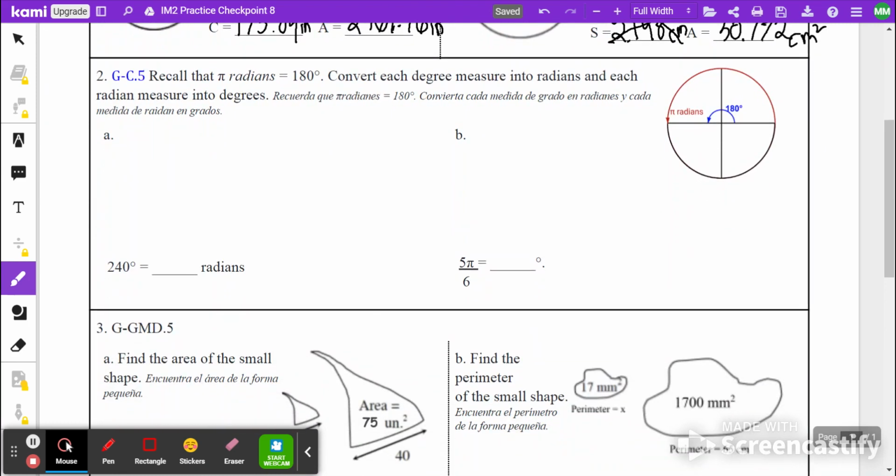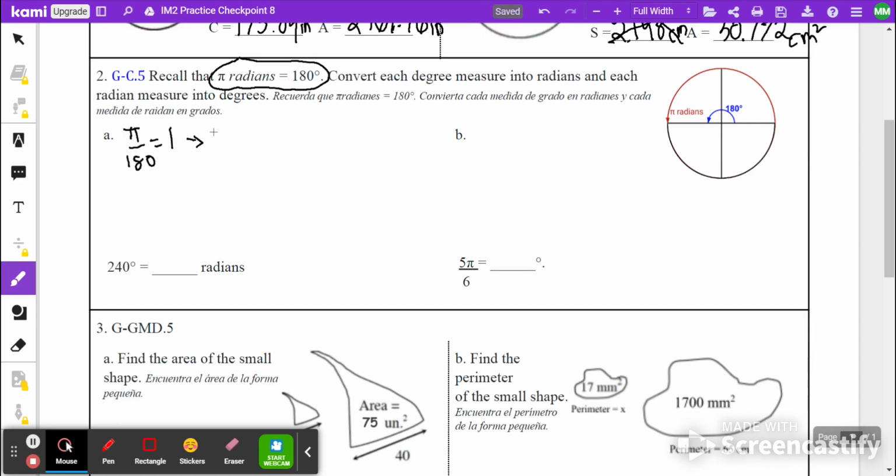We recall that pi radians is equal to 180 degrees. We'll convert each degree measure into radians and each radian measure into degrees. So 240 degrees equals how many radians? Okay, well, I'm going to make use of this equality here to say that pi over 180 equals 1. Therefore, multiplying by pi over 180 should not change the value of 240 degrees, just the presentation.